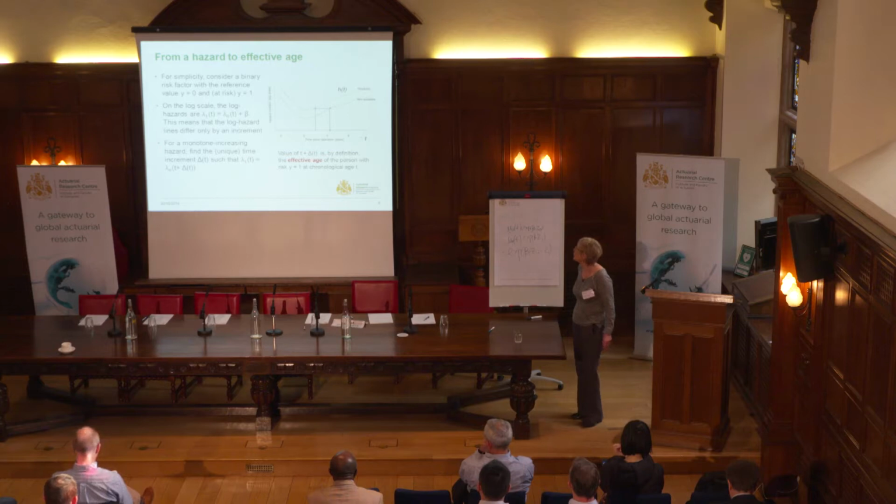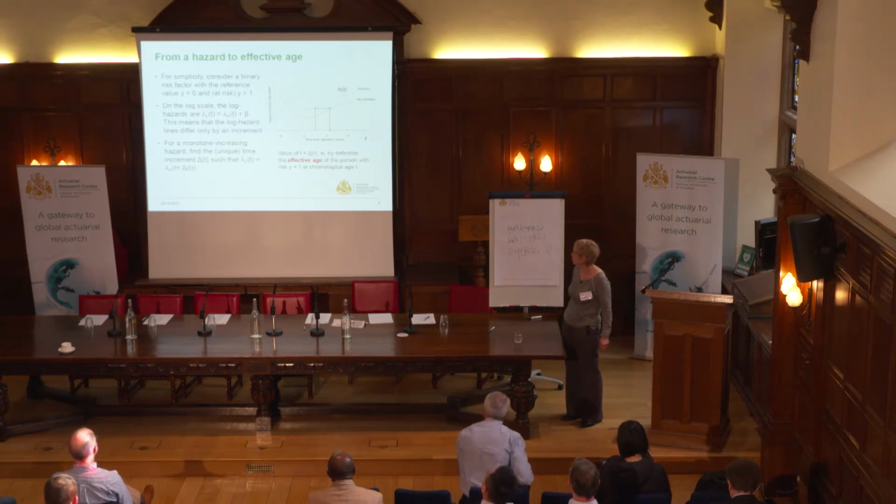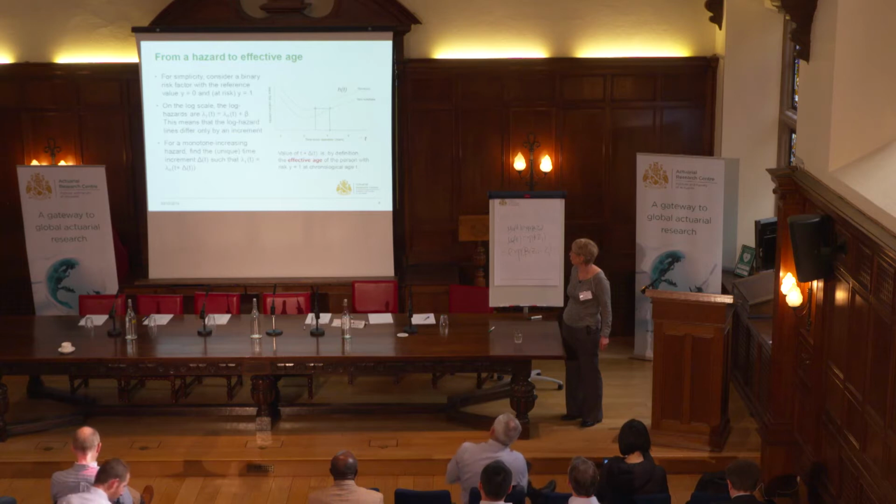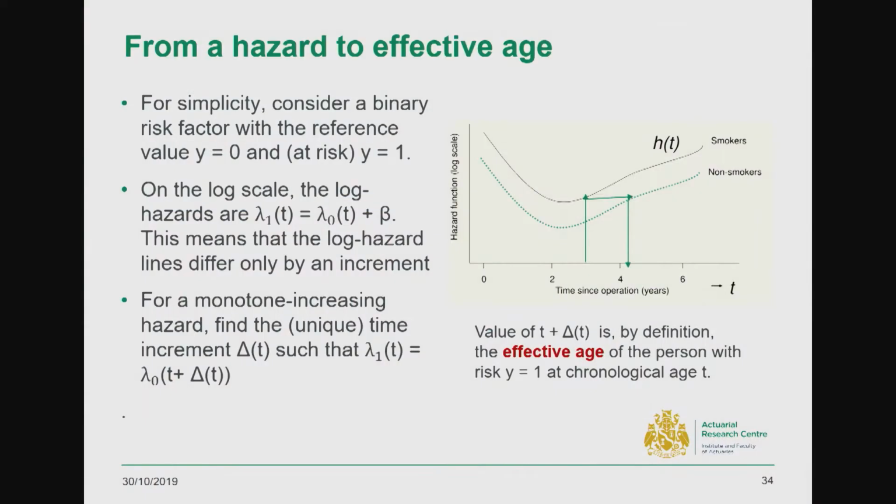So here you see that the actual age of a smoker is about, this is time after operation. So actual time after operation is 3 years. But for a smoker, the effective time after operation would be equivalent to 4.2 years if we compare them to the hazard for non-smokers. Does it make sense? Yes?